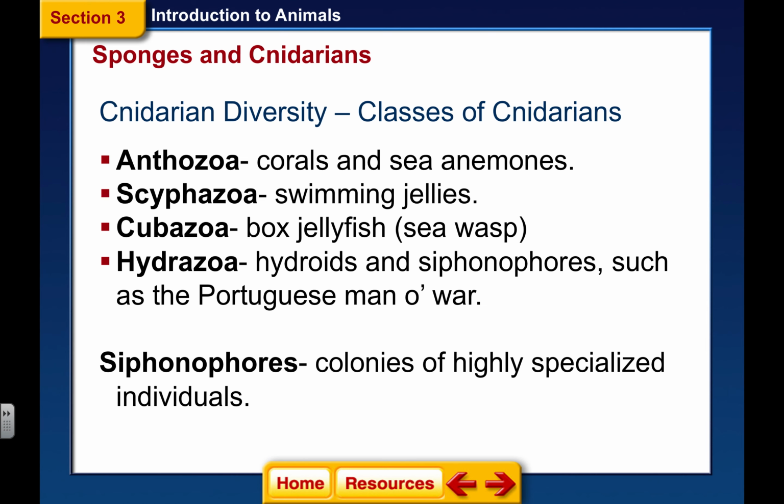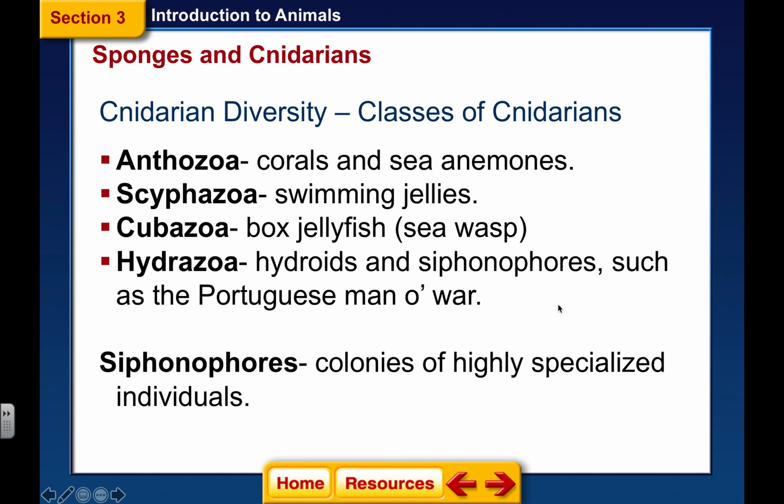Scyphozoa are mostly our common jellyfish. This is where most of our species of jellyfish fall, and these are commonly called the swimming jellies. Cubozoa. Now, cube is a box, so this is our box jellyfish. And if you know anything about box jellyfish, they are extremely dangerous, and sometimes they're commonly called the sea wasp.